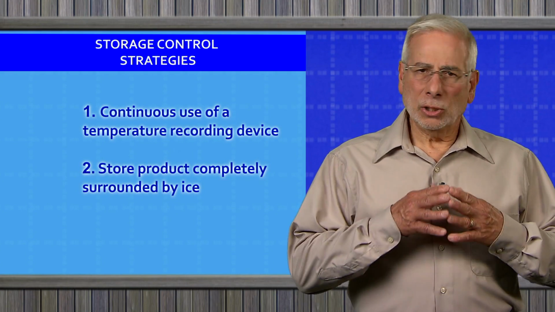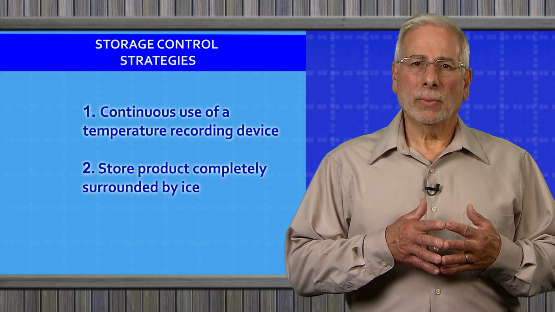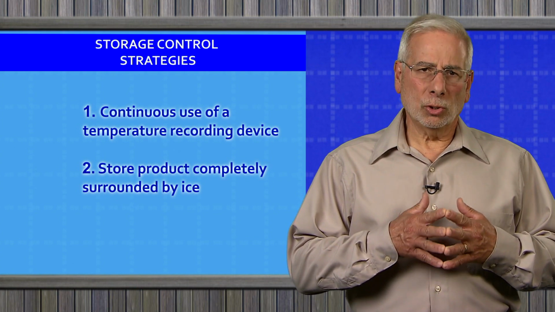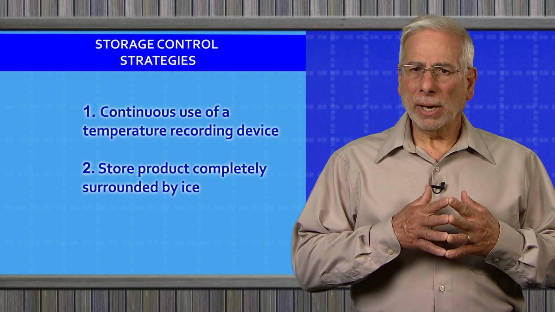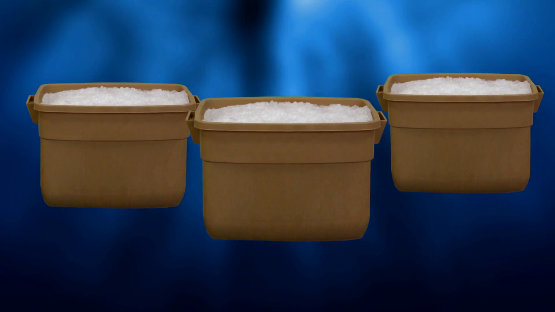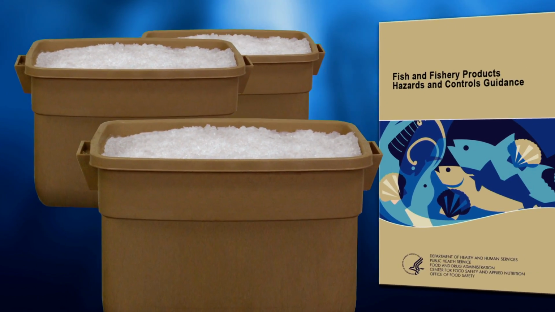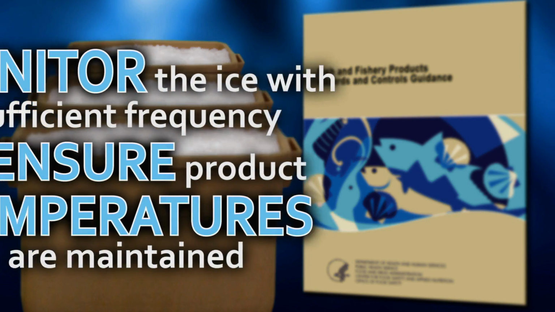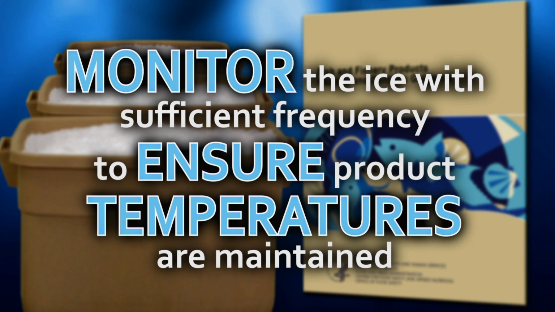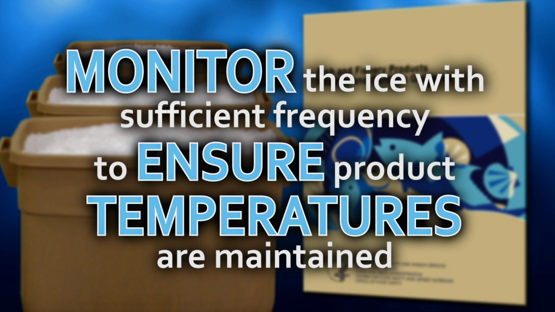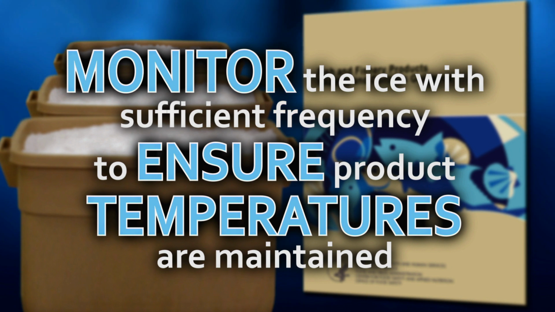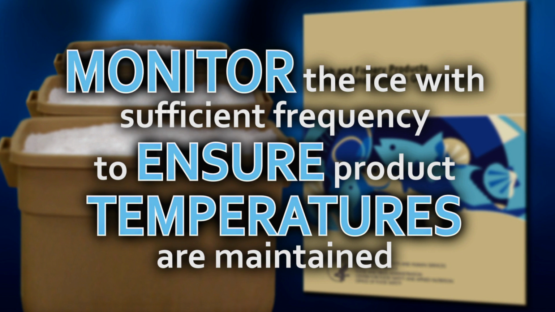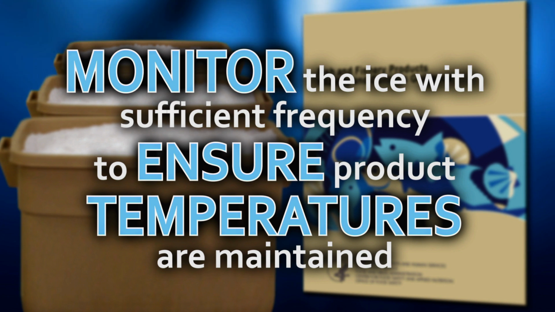A second option is to store product under ice. If you choose to use this control strategy, the Hazards Guide recommends selecting a representative number of containers in the storage area and visually monitoring the adequacy of ice surrounding the products. The Hazards Guide recommends that monitoring for ice product should be with sufficient frequency to ensure that product temperatures are maintained. For example, some may choose to check the ice once a day and others once every other day.